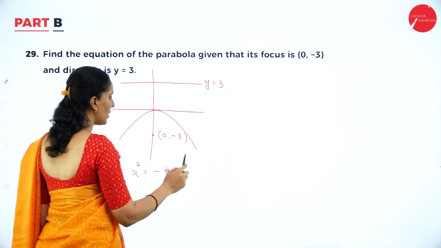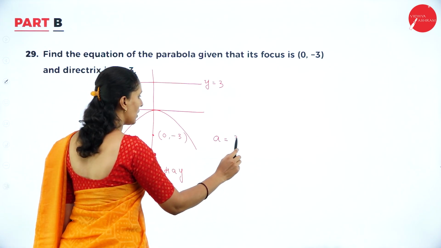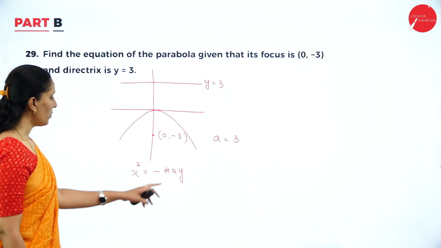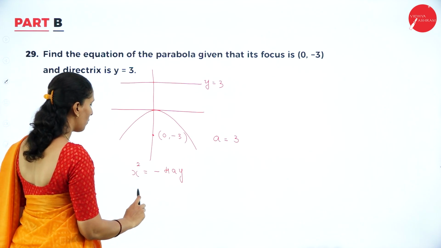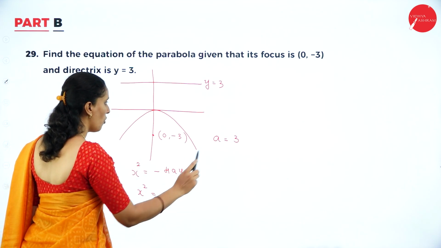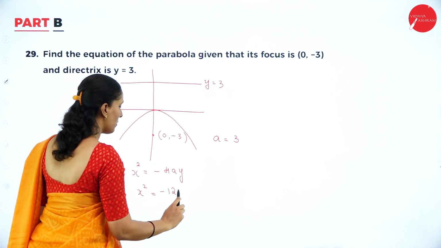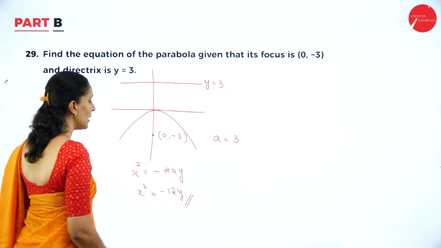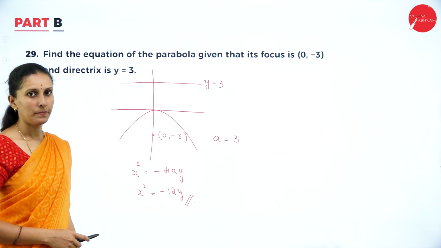From the given equation, clearly we have a is equal to 3. Now substituting the value of a is equal to 3 here, we will get x square is equal to minus 4 times 3, 3 fours are 12, that is x square is equal to minus 12y, the equation of the parabola.